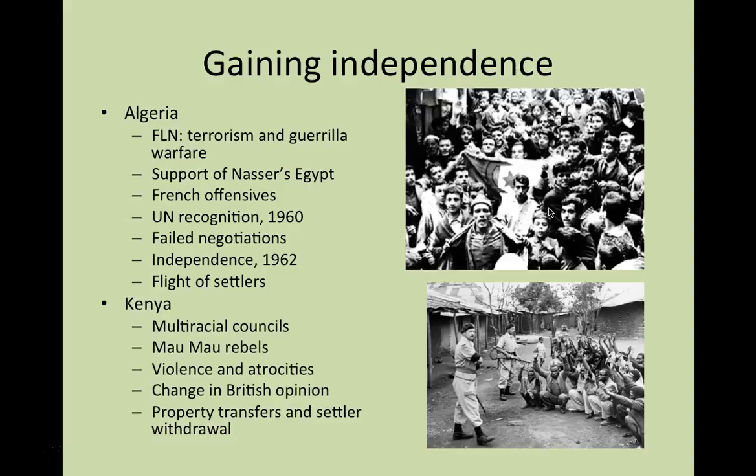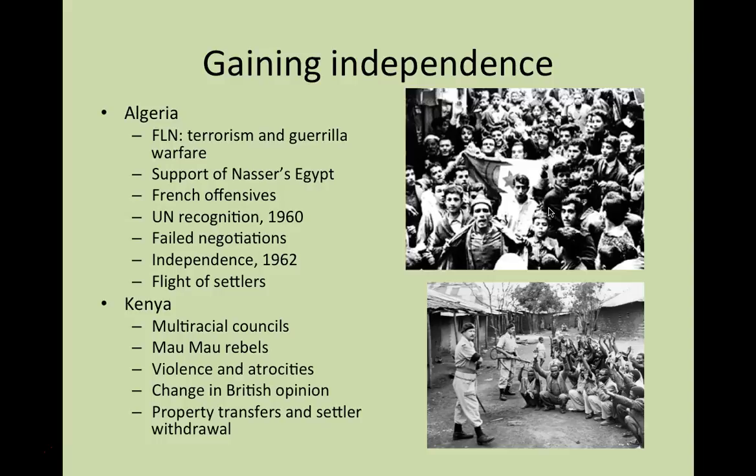Kenya is another place that sees a great deal of violent transition, nearly as bloody as Algeria. Now Kenya, remember, is a place of a high degree of white settlement, lots of British farmers, not nearly the population that existed in French Algeria, but still a significant number of white settlers who had owned a huge amount of the most prosperous agricultural land of Kenya, particularly in the so-called White Highlands of Kenya.